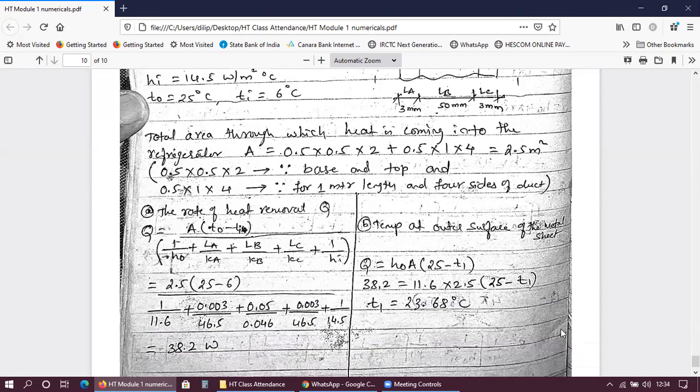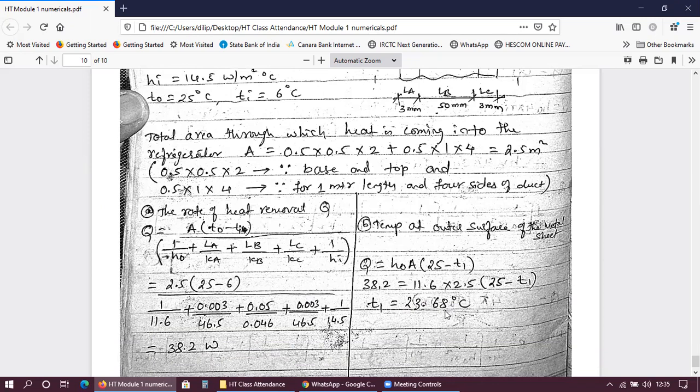If you substitute the values, you will get 38.2 is equal to 11.6 into 2.5 multiplied by 25 minus T1. So T1 is equal to 23.68 degrees Celsius. Okay, so this is how you need to solve the problem.